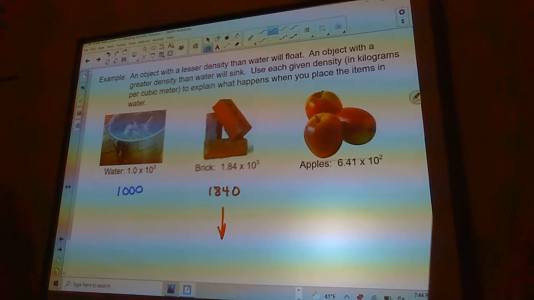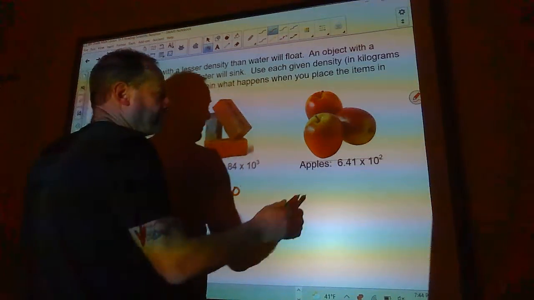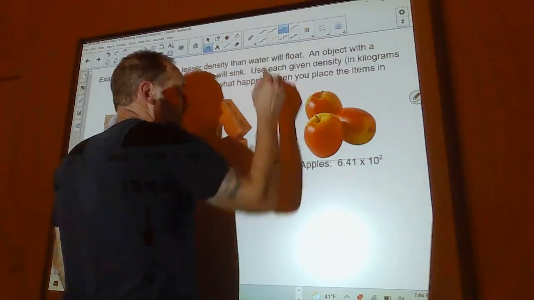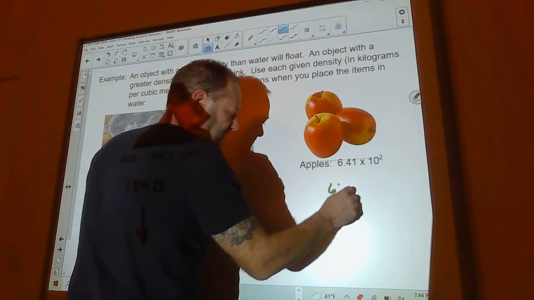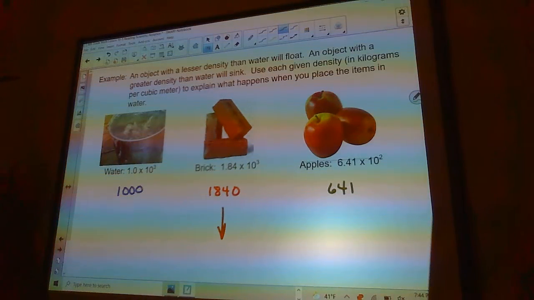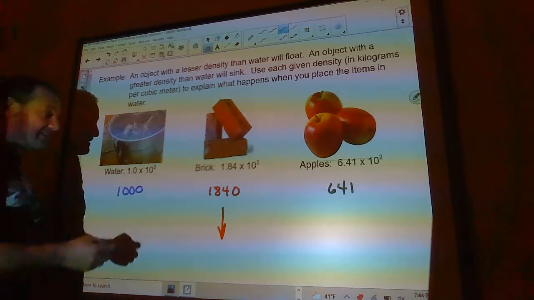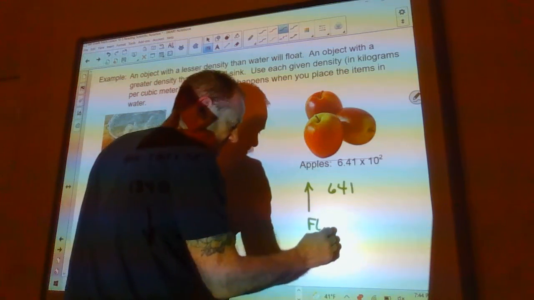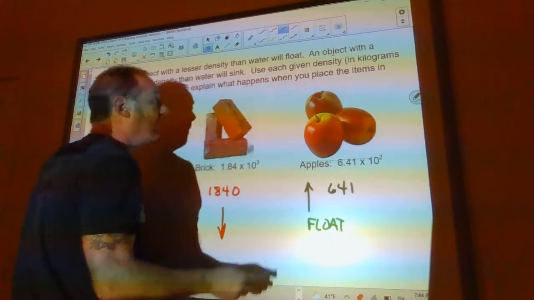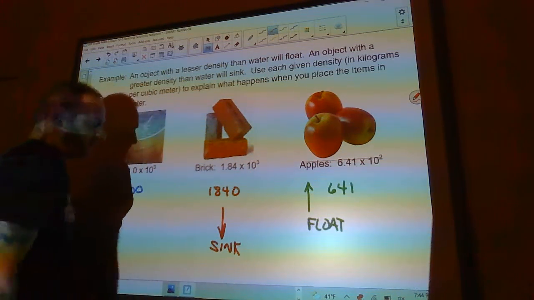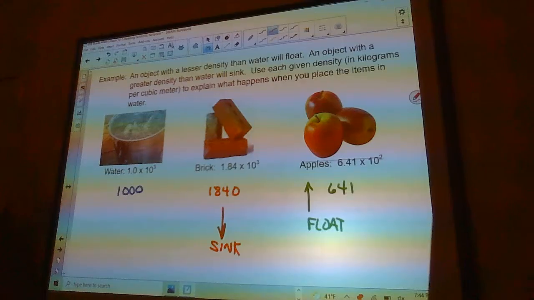Okay? Now over here, the apples, this is 6.41 times 10 to the 2nd power, so this would be 641 if I converted that to a standard number. That's obviously less than this. It's going to float.